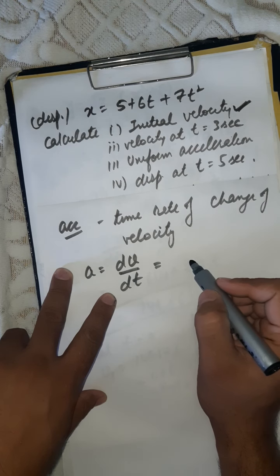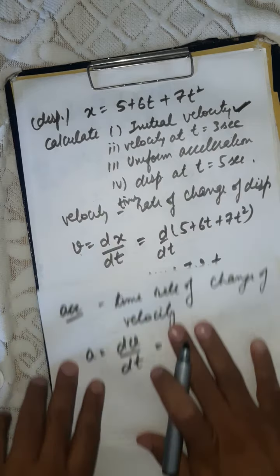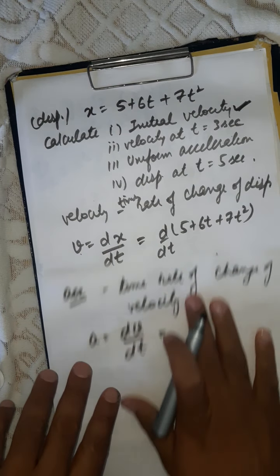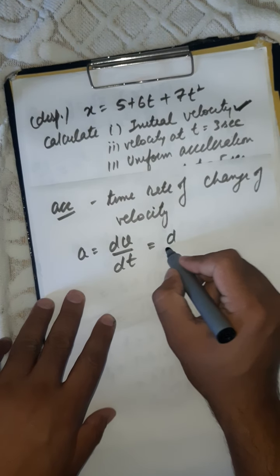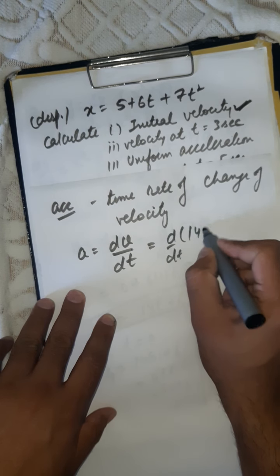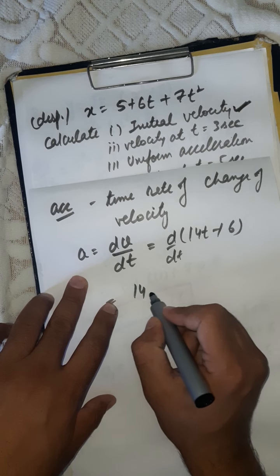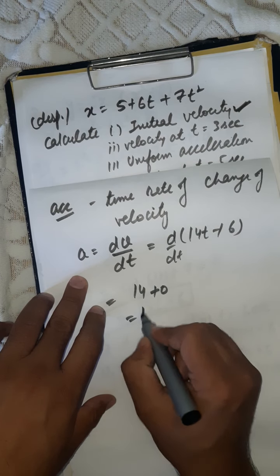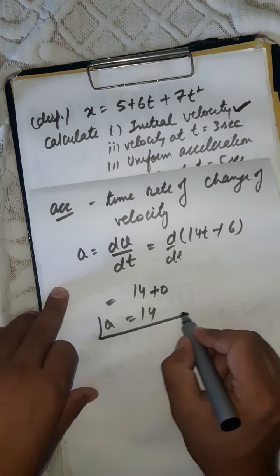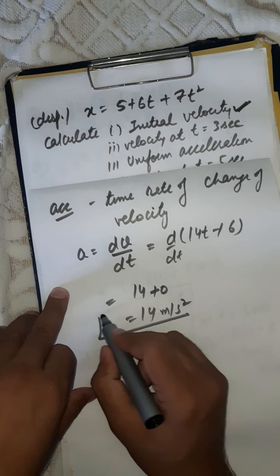Okay, so velocity we have just found, it is 14t plus 6. So d by dt of 14t plus 6. The derivative of 14t is 14 and the derivative of 6 is 0. So it is 14. How much acceleration did we get? 14 meter per second square.